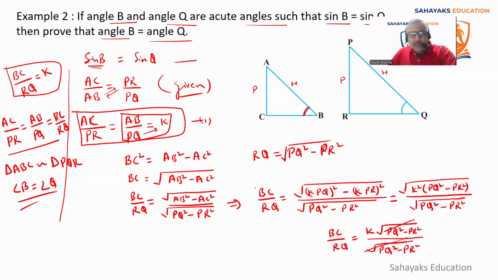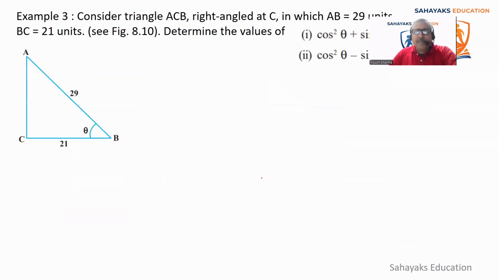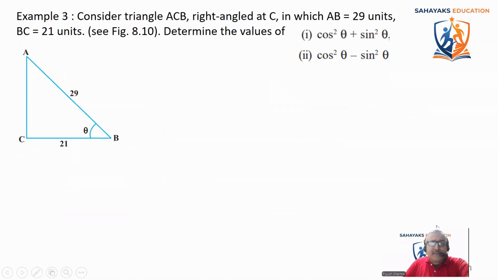Okay, guys. So next, move to the next question here. What does it say? It says consider triangle ACB, right angle at C. So this is the right angle here, in which AB is equal to 29 units, BC is equal to 21 units. In the figure, determine the value of cos square theta plus sine square theta.